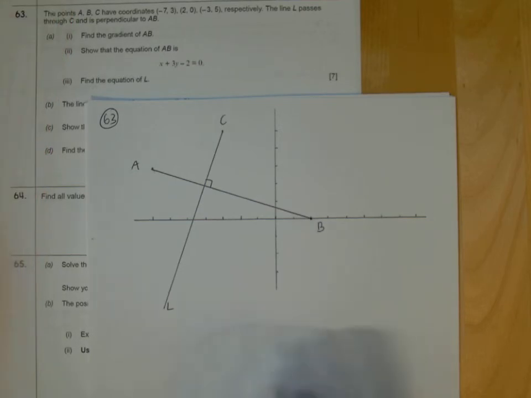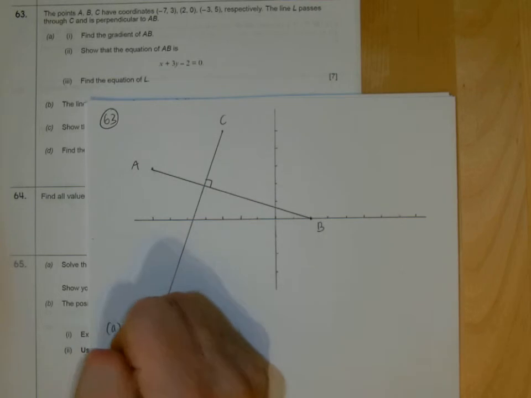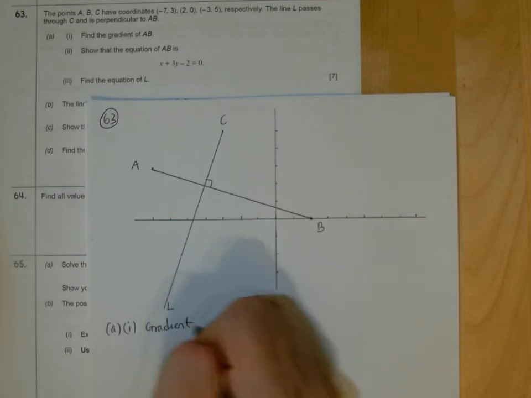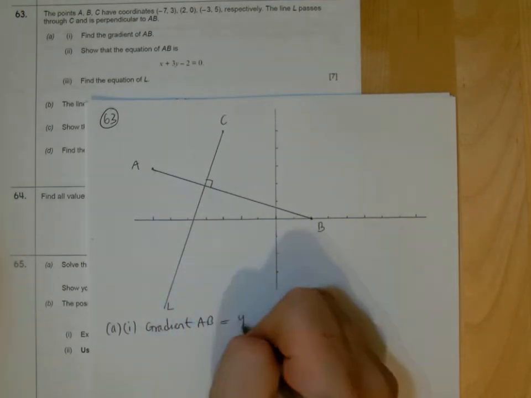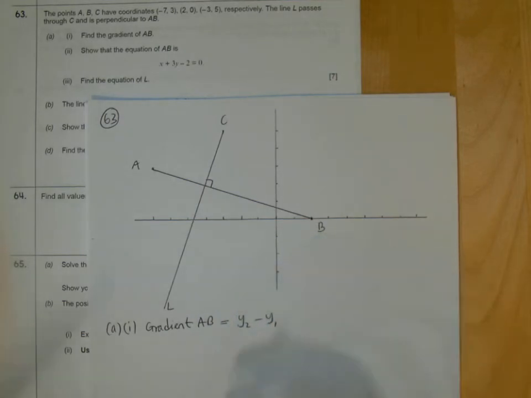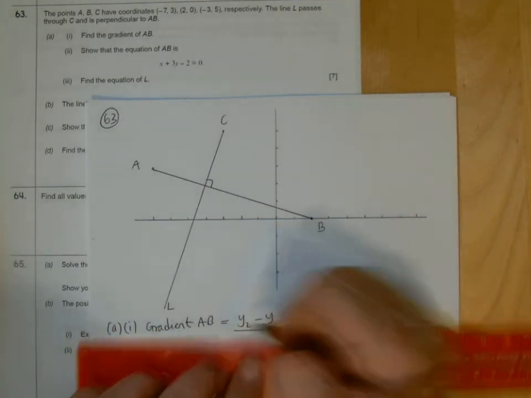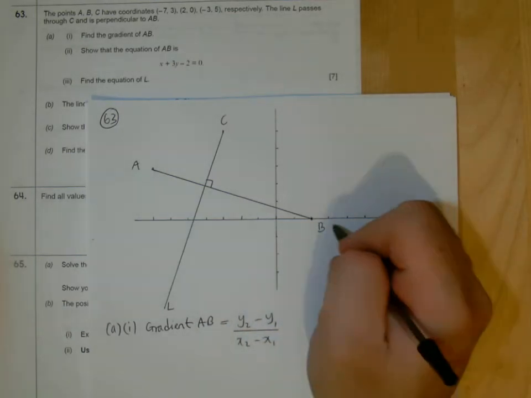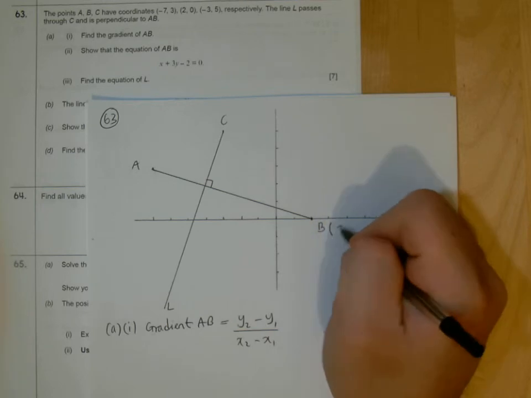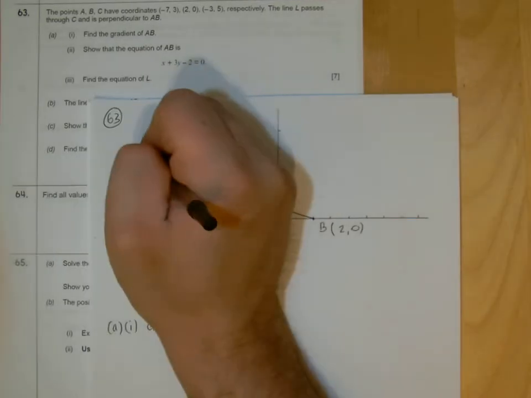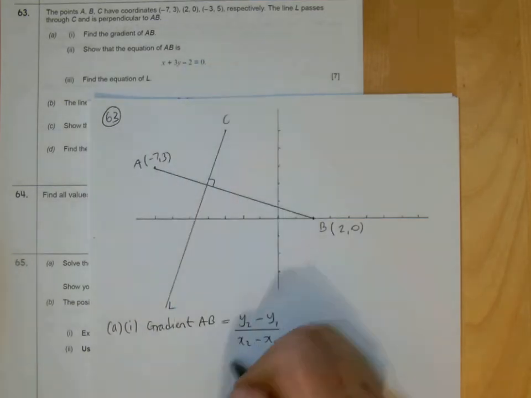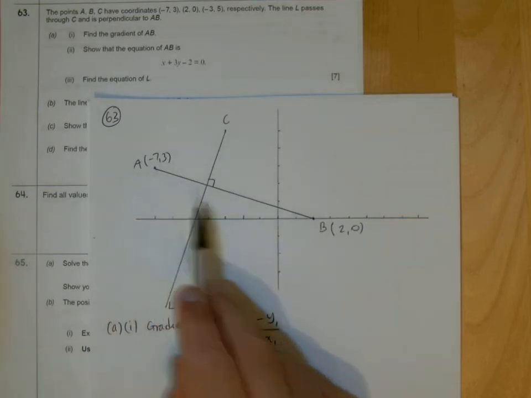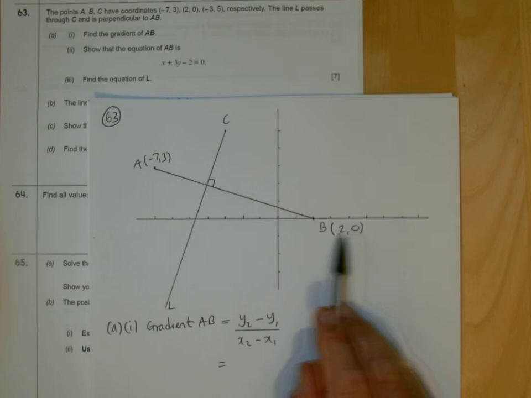Okay, so part A, part 1, it says find the gradient of AB. Now remember, the gradient from 2 points is y2 minus y1, the difference in y's, divided by the difference in x's. So it will probably help you to put in your coordinate for B, which is 2, 0, and then your coordinate for A, which is minus 7, 3. As long as you're consistent, it doesn't matter what you call x1, y1, x2, y2. Maybe I'll just call that x2, y2 here.